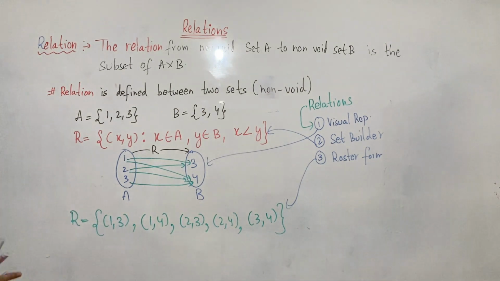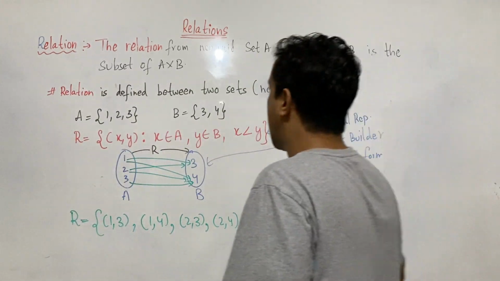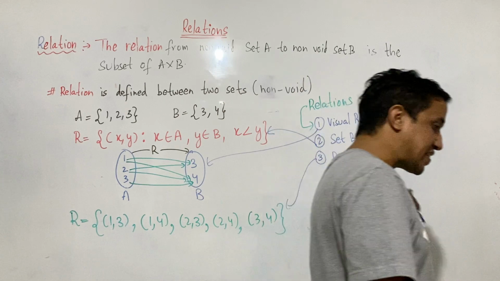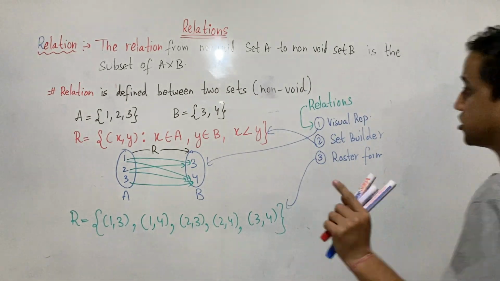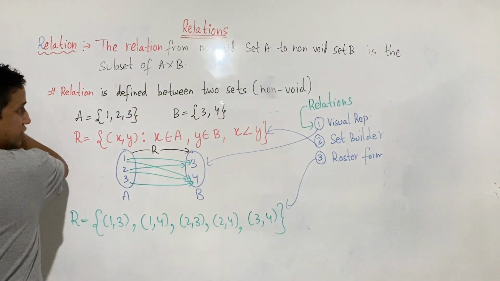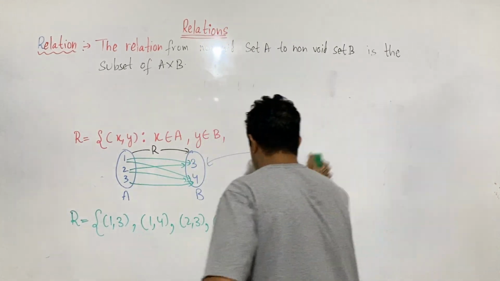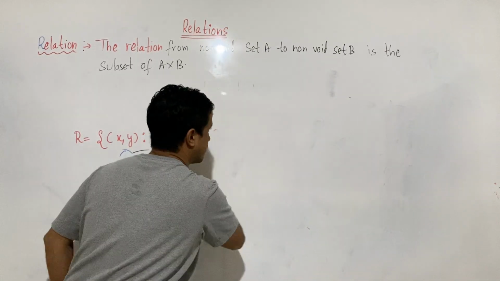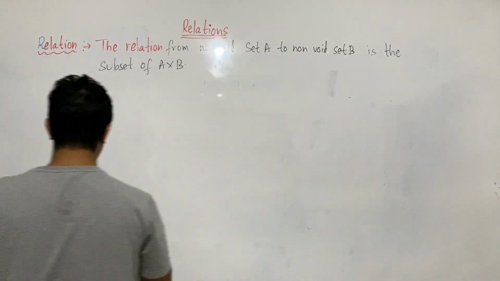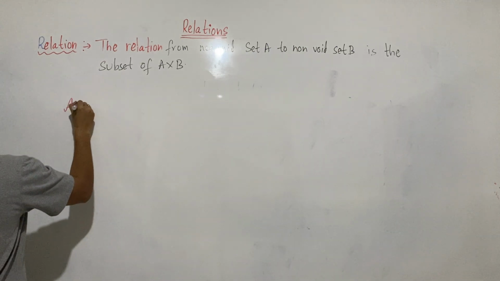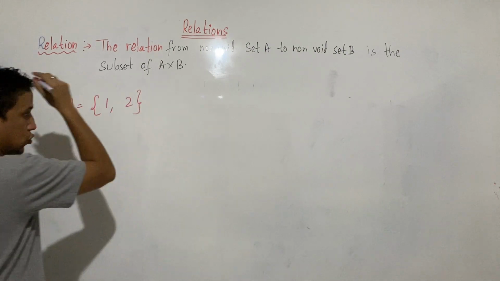Now see here, there is one very important thing: how many relations are possible from one set to another set? But to understand that, I just want to tell you something. Let's say that A is the given set to me, and this set has 2 elements, 1, 2.